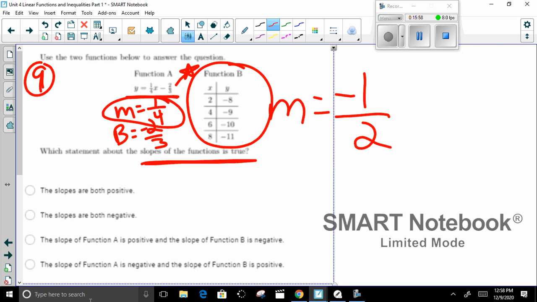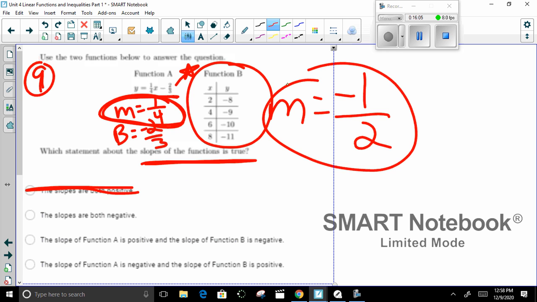So now that I use that to help, the slopes are both positive. That's not true. This slope is positive, this slope is negative. The slopes are both negative, not true. The slope of function A is positive and function B is negative. I'm thinking that's it. The slope of function A is negative and B is positive. Not true. So the third option is our answer.